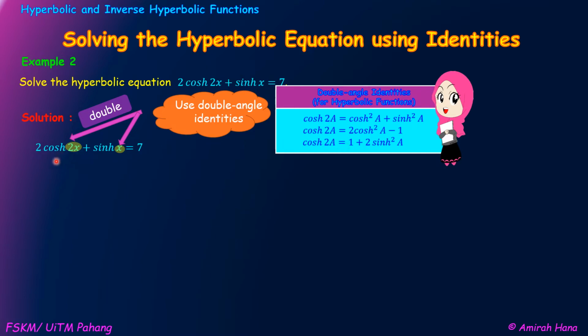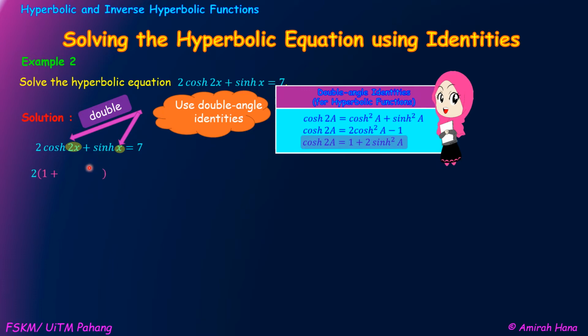Since we have cos 2x and sin x here, we need to write everything in terms of sin x. So we need to use the third formula. We use the formula cos 2a equals 1 plus 2 sin squared a, which is in terms of sin only, because we have a term containing sin here.